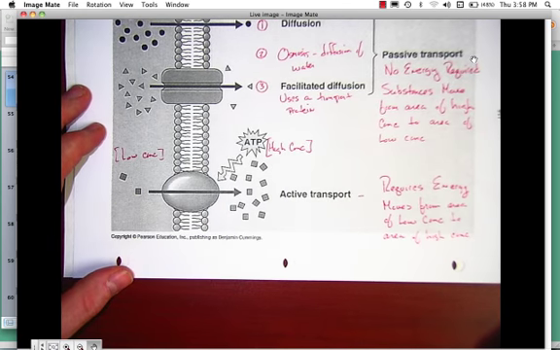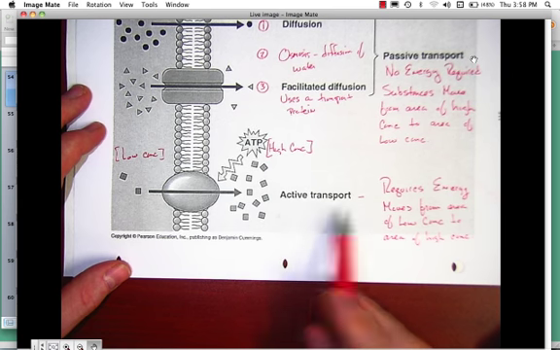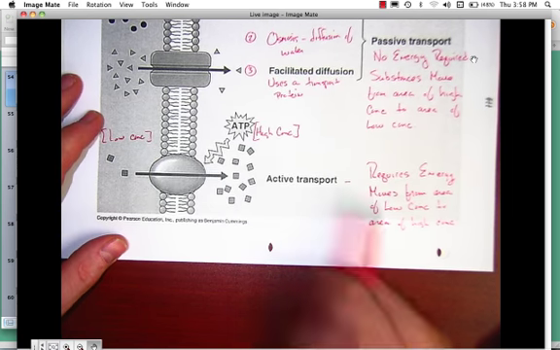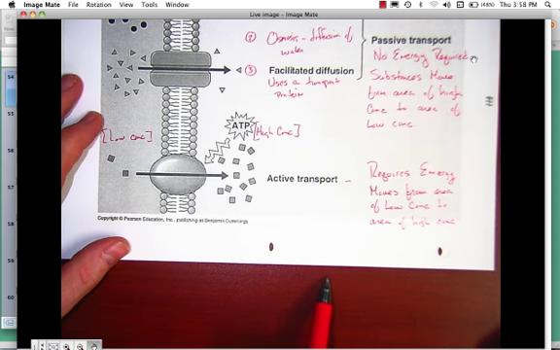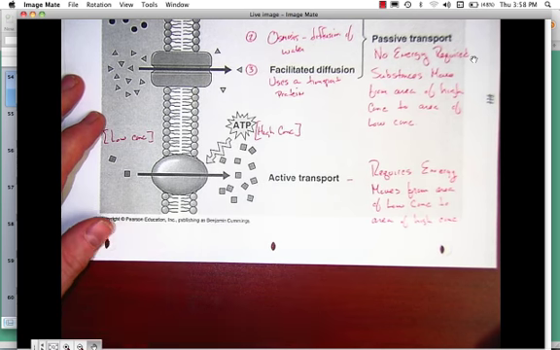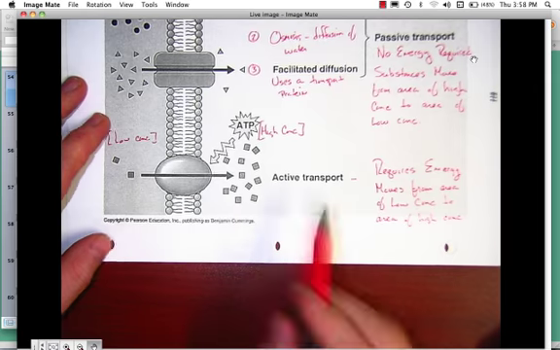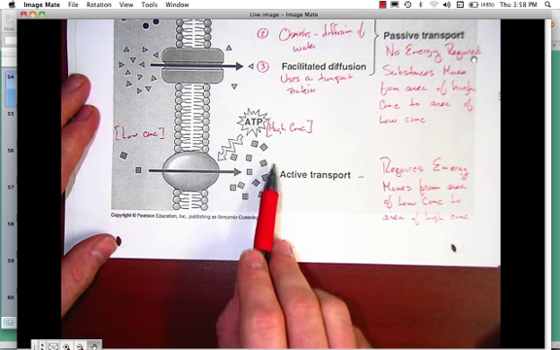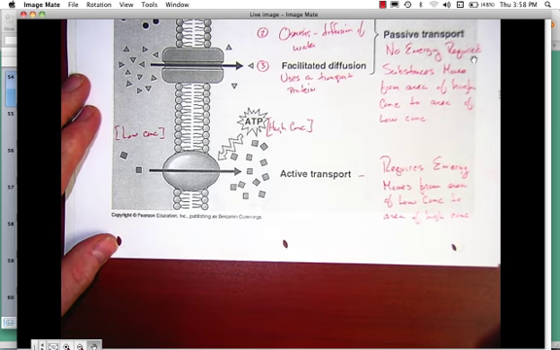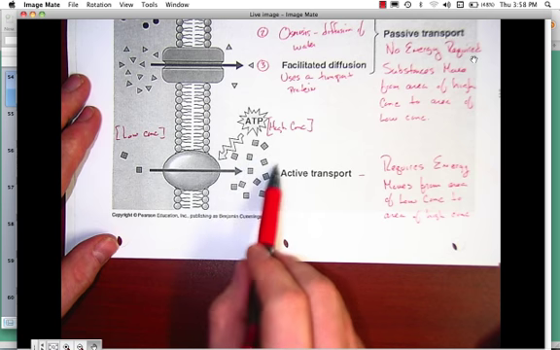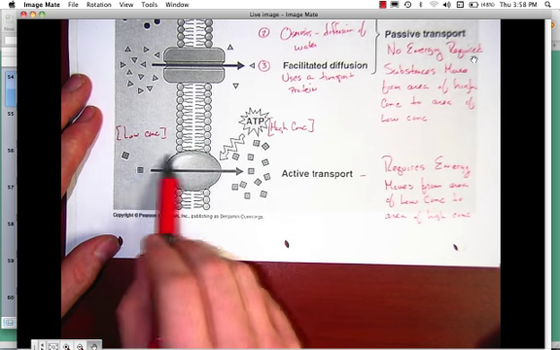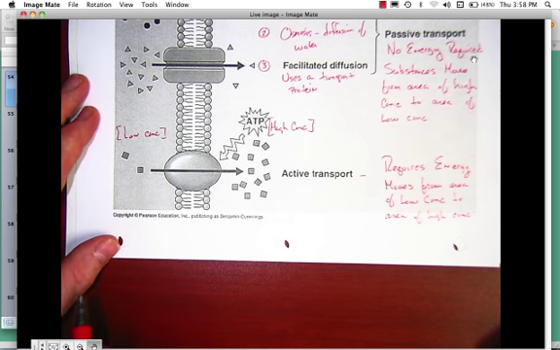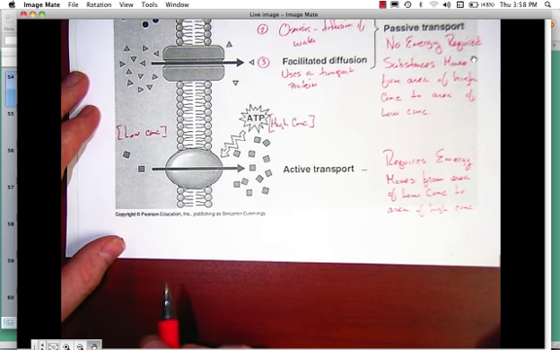Now, our other major type of transport is called active transport. Active transport requires energy, whereas passive transport did not. Active transport moves from an area of low concentration to an area of high concentration. So you're going against the natural tendency. The reason that energy is required here, if you think about it, is that these substances are moving from low concentration to high concentration. But the natural tendency will be for these molecules that are now in a higher concentration to simply diffuse back across the membrane. So energy is required to constantly be moving these molecules against what we call their concentration gradient.